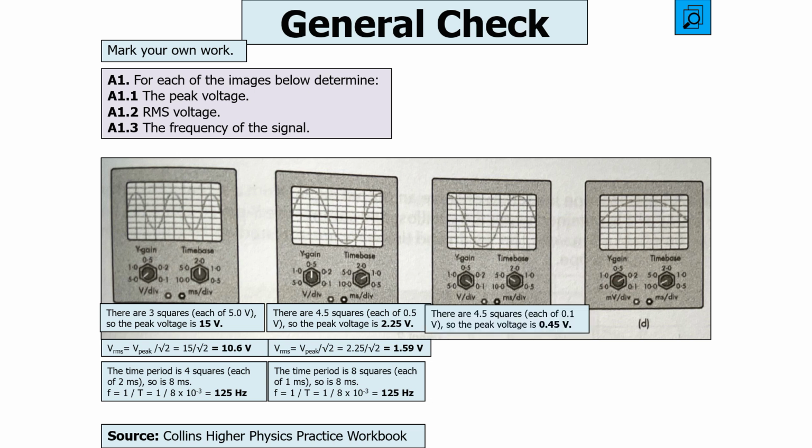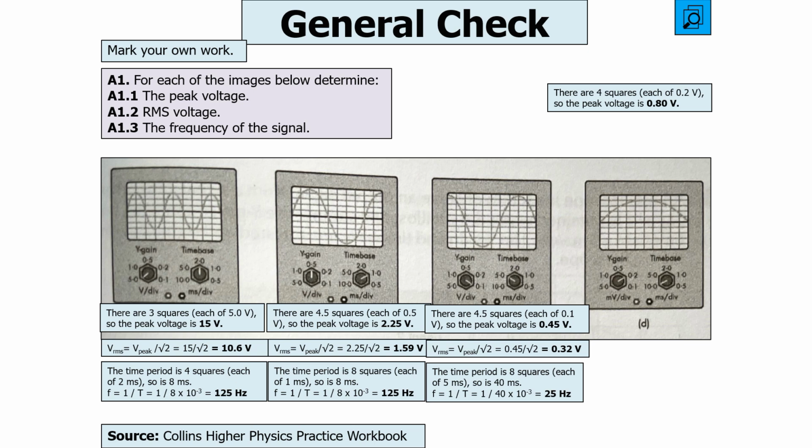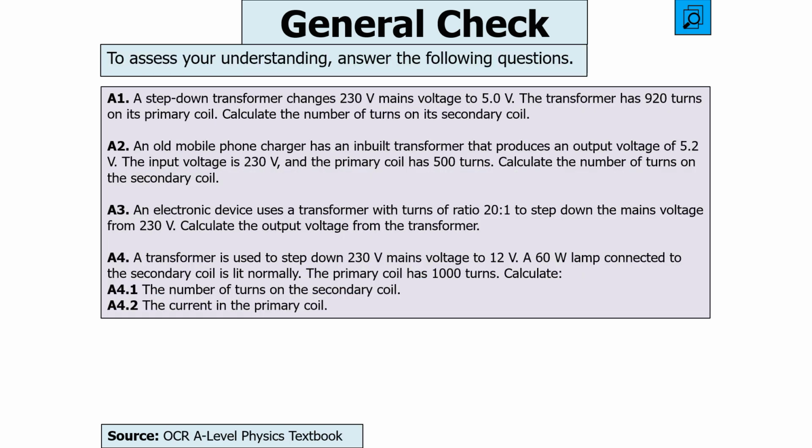C is going to be equal to a peak of 0.5 volts, a VRMS of 0.32 volts, and then a frequency of 25 hertz. And then this last one, there are 4 squares, each of 0.2 volts, so the peak is 0.80 volts. The VRMS is 0.57 volts. And then finally, you can work out that the time period in total is 200 milliseconds. So therefore, the frequency is 1 over 200 times 10 to the minus 3. It's 10 hertz.